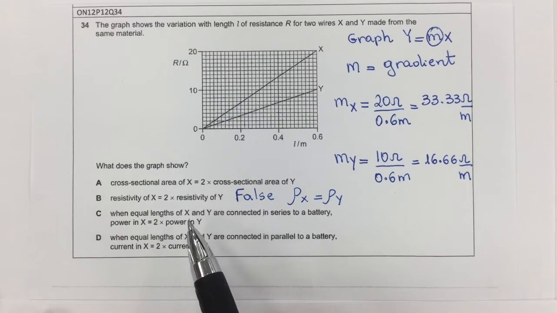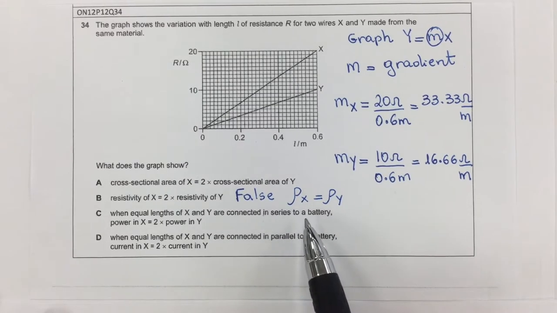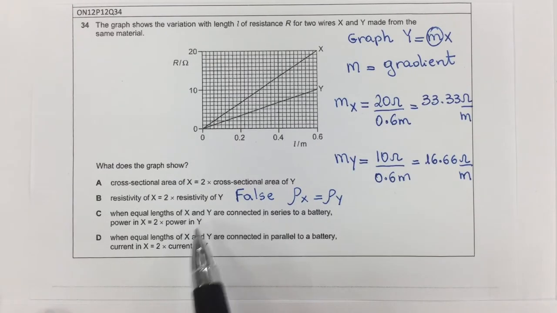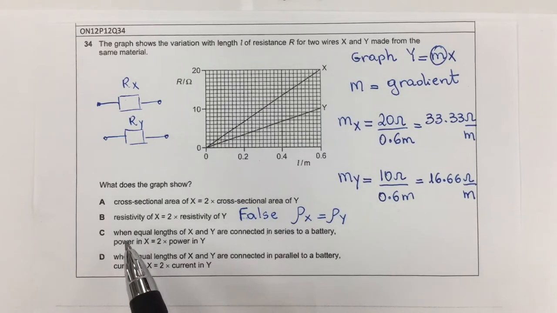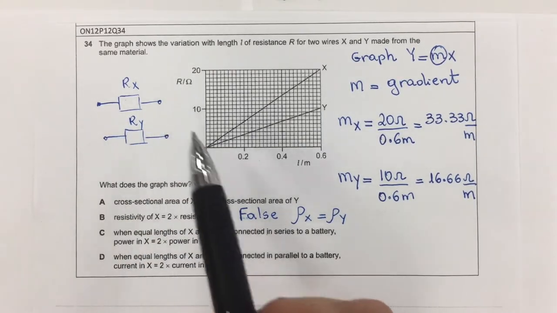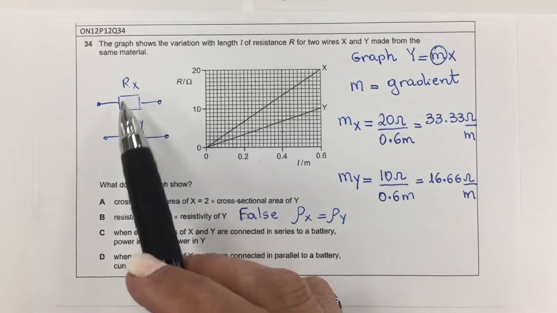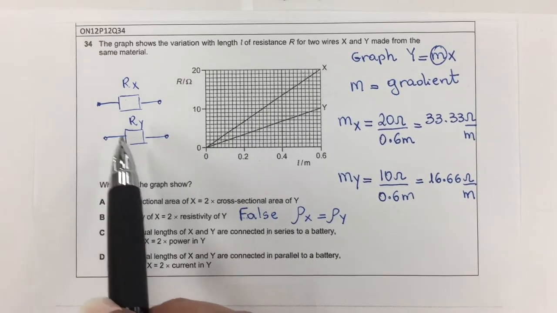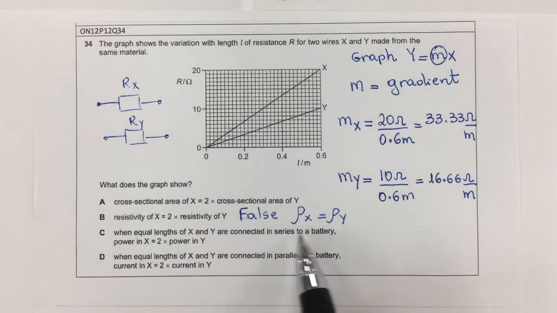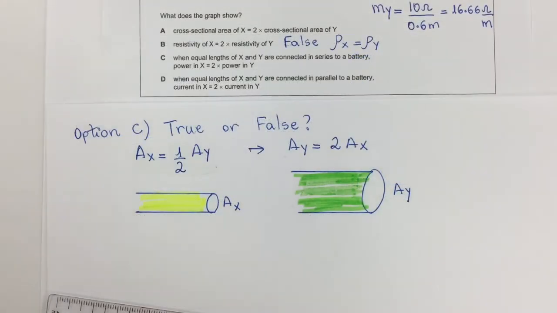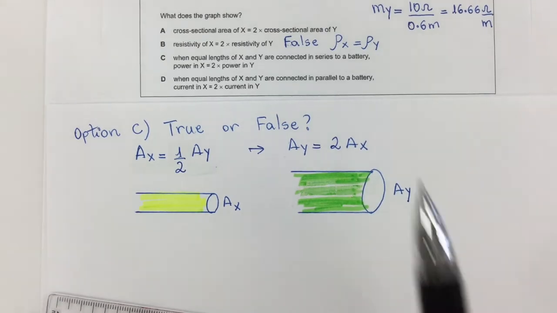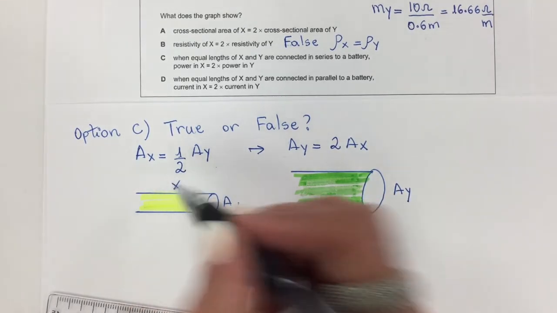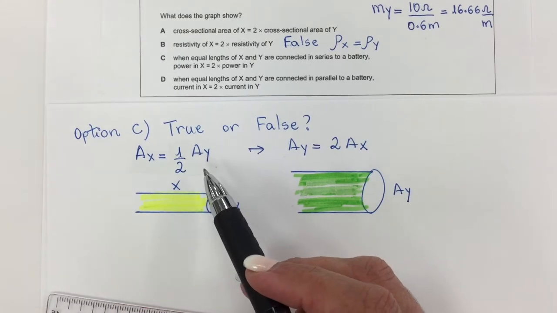When equal lengths of X and Y are connected in series to a battery, power in X is 2 times the power in Y. To answer option C, I'm going to replace the resistance of the wire X with this box right here, and the resistance of the wire Y with this box right here, and put them together as a series circuit connected to a battery. From option A, we conclude that the cross-sectional area for the wire X is half of the cross-sectional area of the wire Y.